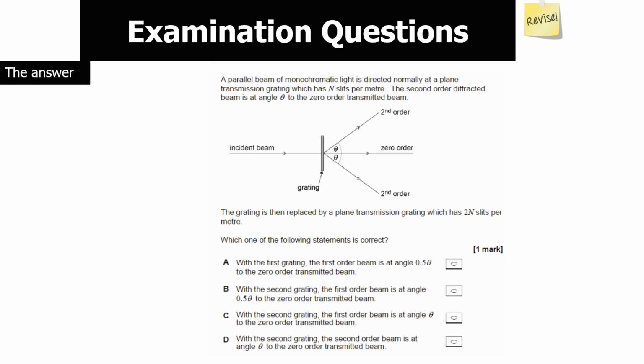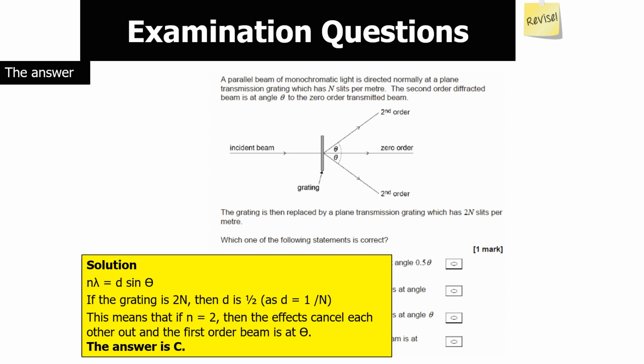Right, the answer here is C, because we know for a diffraction grating that n lambda equals d sine theta. Now we also know that d is equal to 1 over n, where n is the number of lines per meter. So if the grating is now at 2n, that tells us d is a half, but it also means that if n is equal to 2, because we're told it's the second order, well then the effects will cancel each other out, of d being a half and n equaling 2. So therefore our second order beam will still be at theta, so the answer is C.